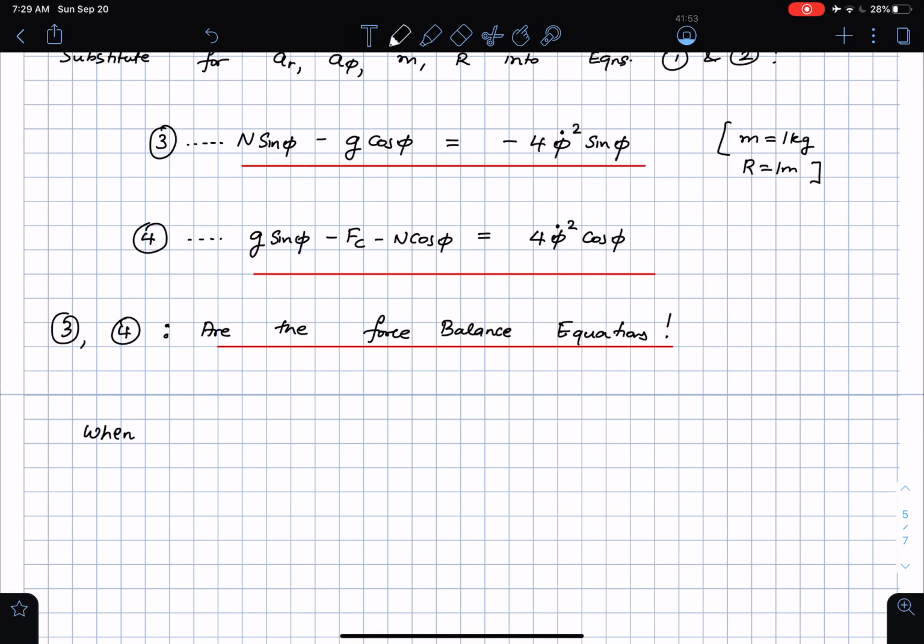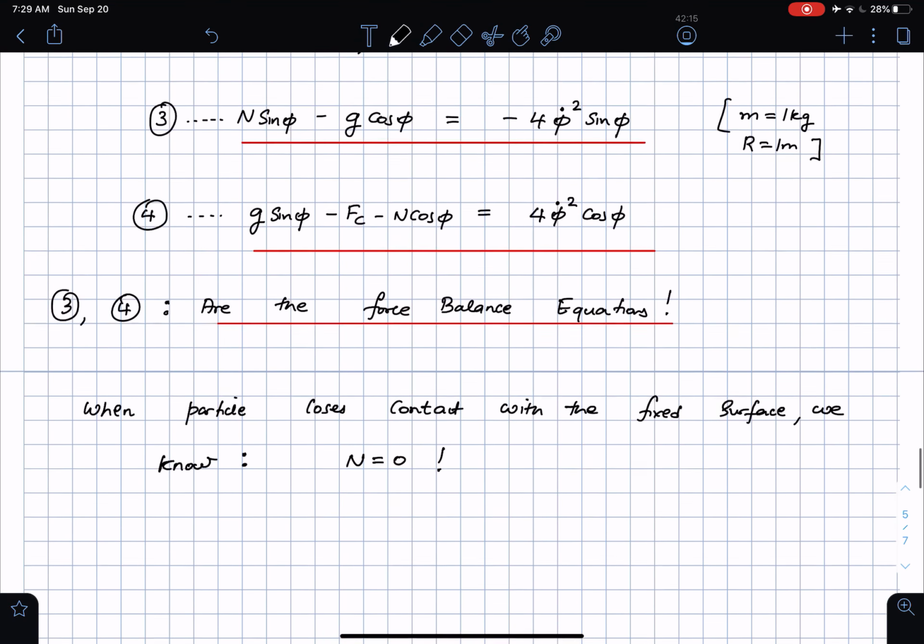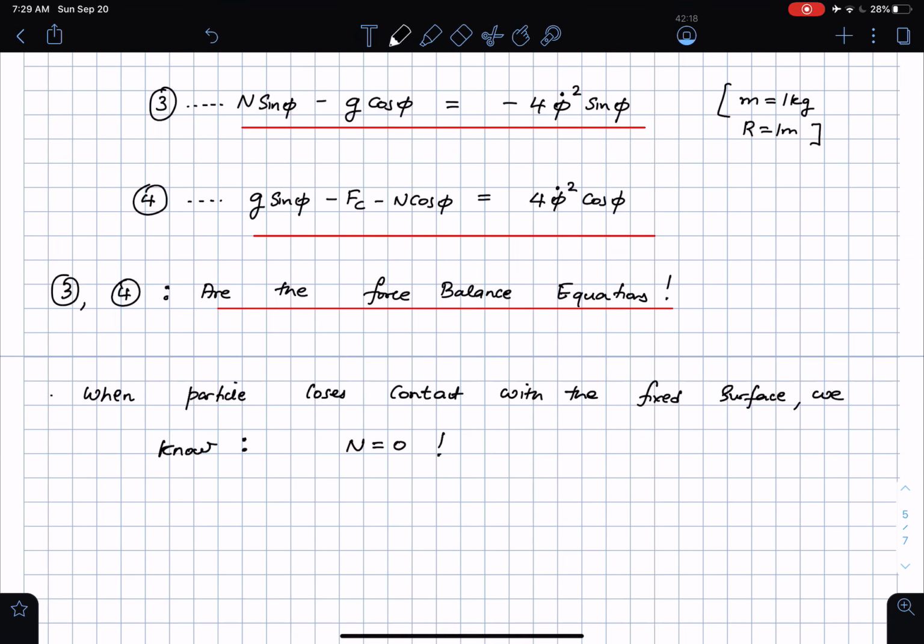Then when the particle loses contact with the fixed surface, we know that the normal force is going to be 0. Which means I revisit my force balance equations.